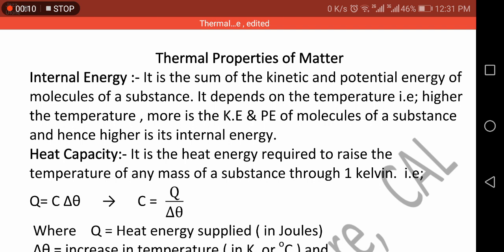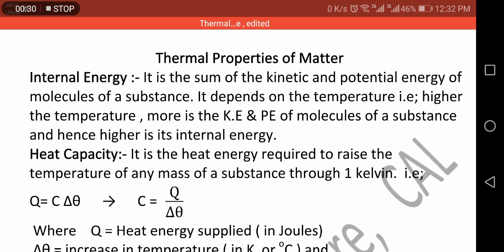Internal energy is the sum of the kinetic and potential energy of the molecules of a substance, and it depends on the temperature. That is, the higher the temperature, the more kinetic and potential energy the molecules of a substance have, and hence the higher its internal energy.